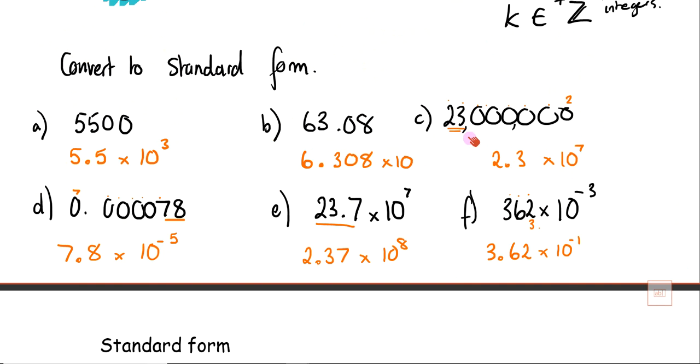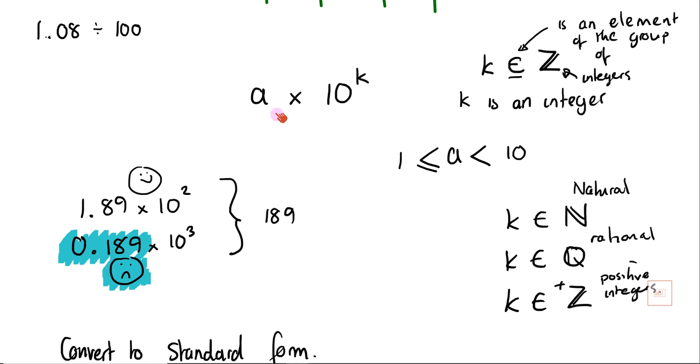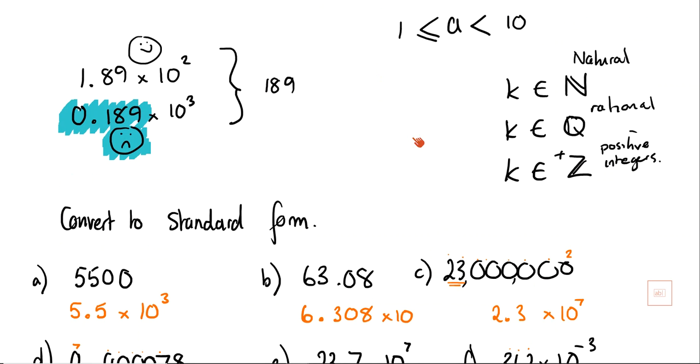So standard form, just to remind you, it's when we were doing this. Standard form, we had that rule, didn't we? Something multiplied by 10 a certain number of times, where k is an element of the set of integers. So k here, the power of 10 needs to be either a positive or negative integer. Okay, so I said here 1.89 times 10 to the power of 2 is another way of writing 189.